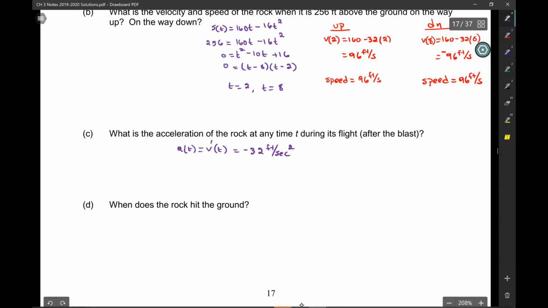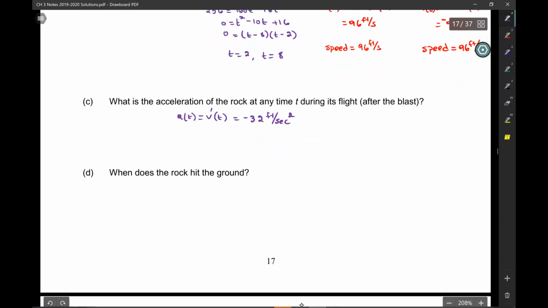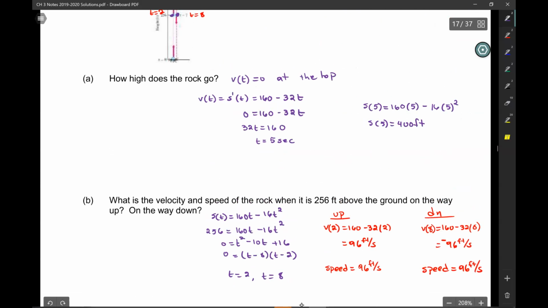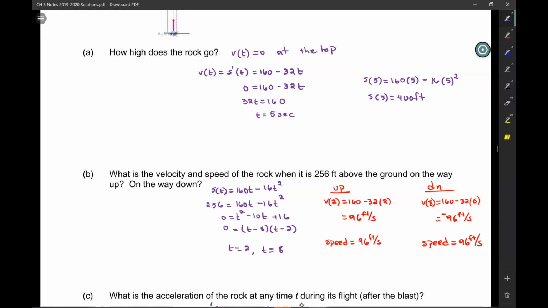Okay. D, when does the rock hit the ground? So I think what we do is you say that would mean position 0. So plug in 0 equals 160t minus 16t squared. Then after that, you factor it out, and you get t equals 0 and t equals 10, and that's your answer. Exactly. Perfect.